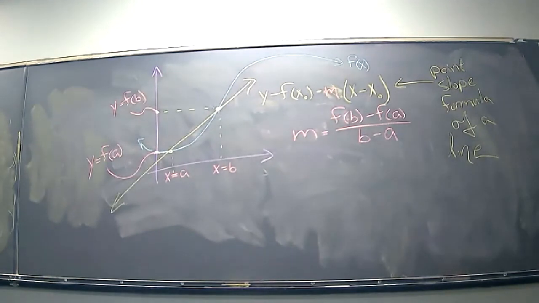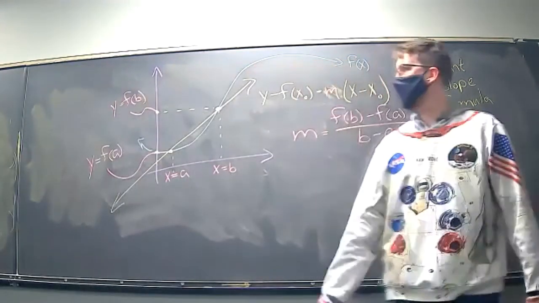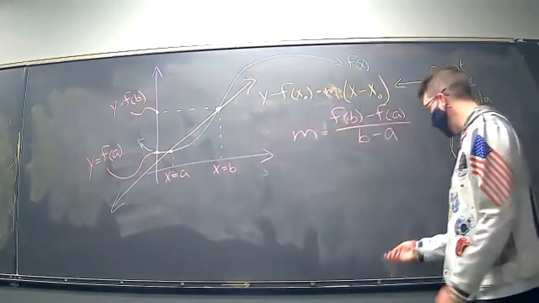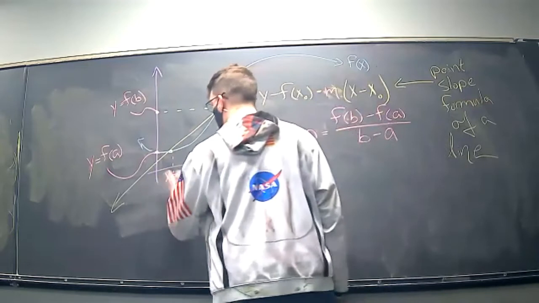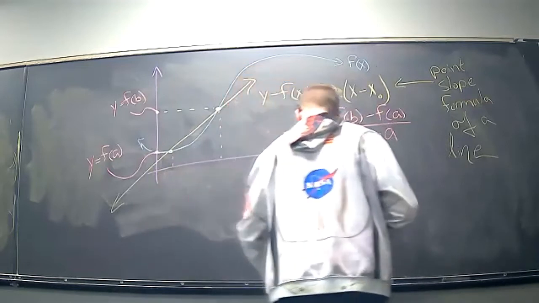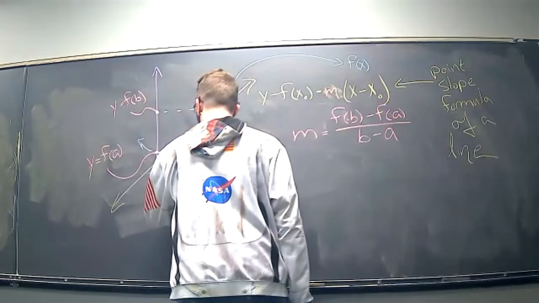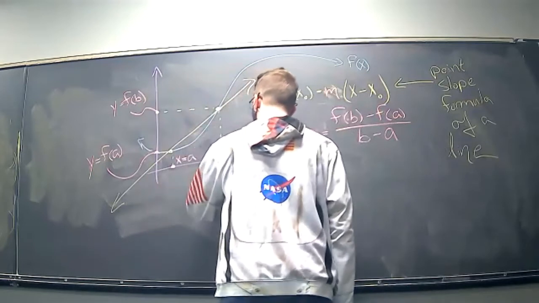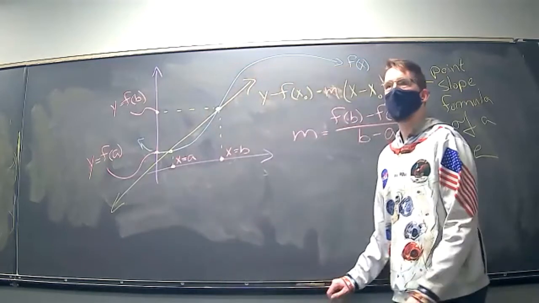Everybody agree with me so far? Okay, so let's step back for a second. Let's look at this graph. I'm going to erase some of this really quick. This is x equal to a, and this is x equal to b. What else do we know about this graph?